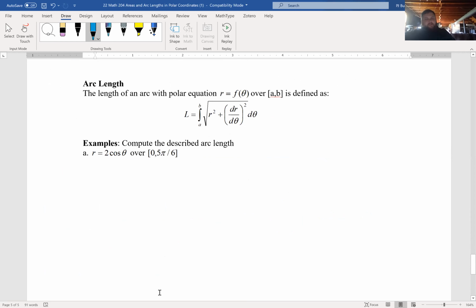All right, so I would like to do one arc length problem, which we've done multiple times now. I think this is our third or fourth time doing arc length. We did it for Cartesian, we did it for parametrics. And I guess this is our first time doing it for polar, so it'll be 3 times.